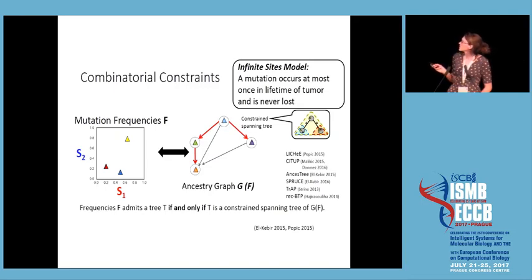So there's been a number of methods that have used combinatorial constraints to reconstruct phylogenies from frequencies, using both the infinite sites model and a number of other evolutionary models. And really, if the frequencies were exact measures of the underlying frequencies and our data were perfect and noise-free, this would be the end of the story, and my talk would have been very short.